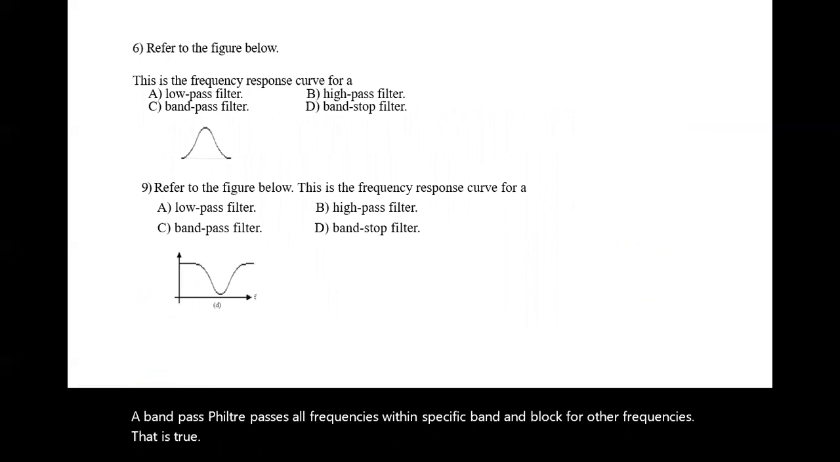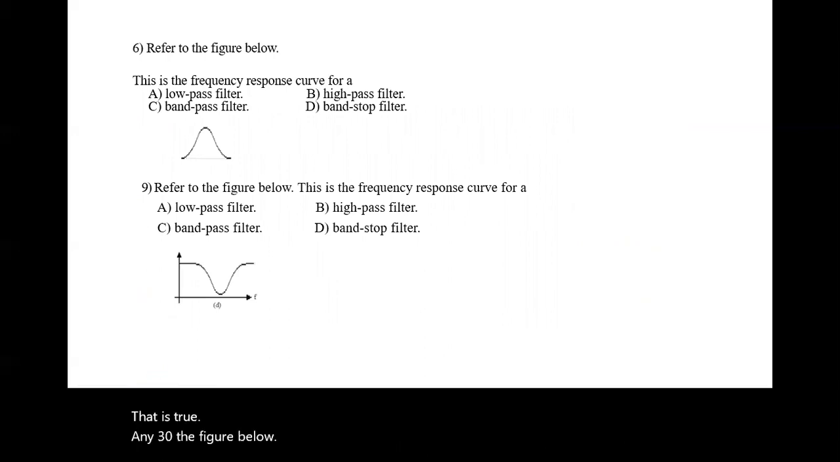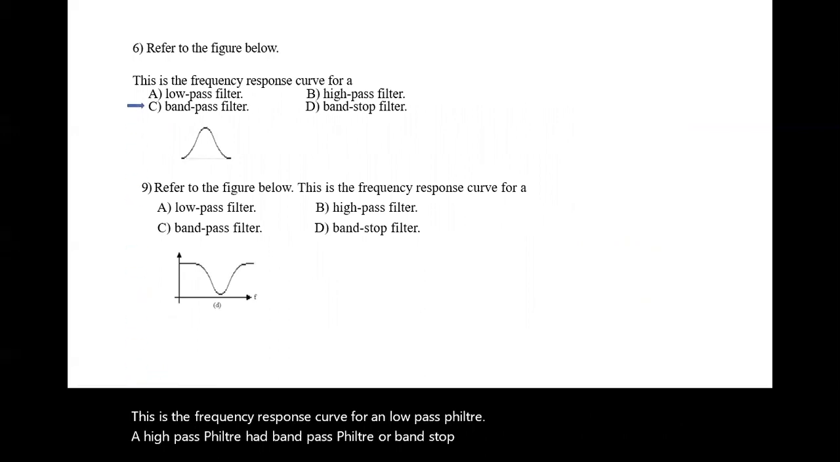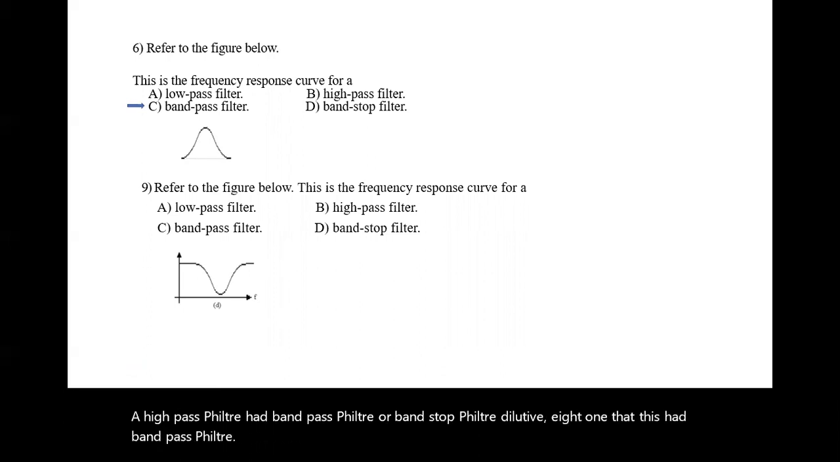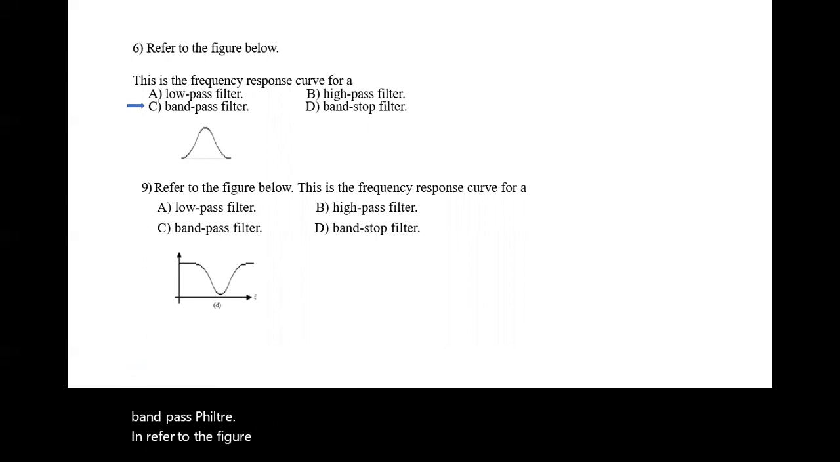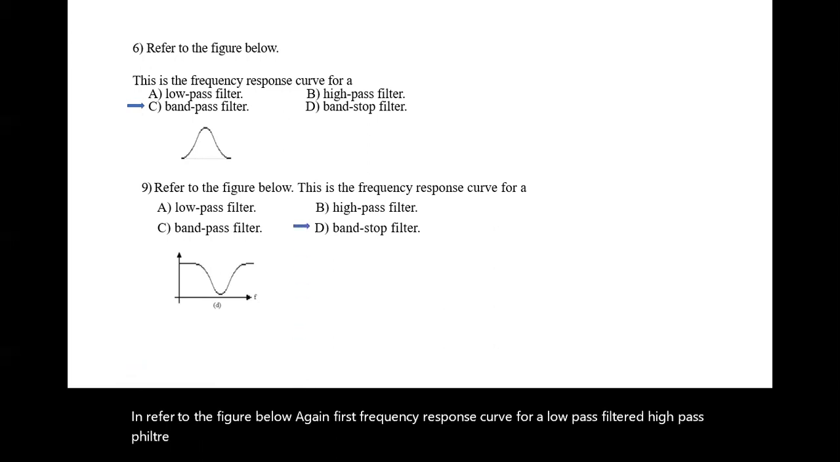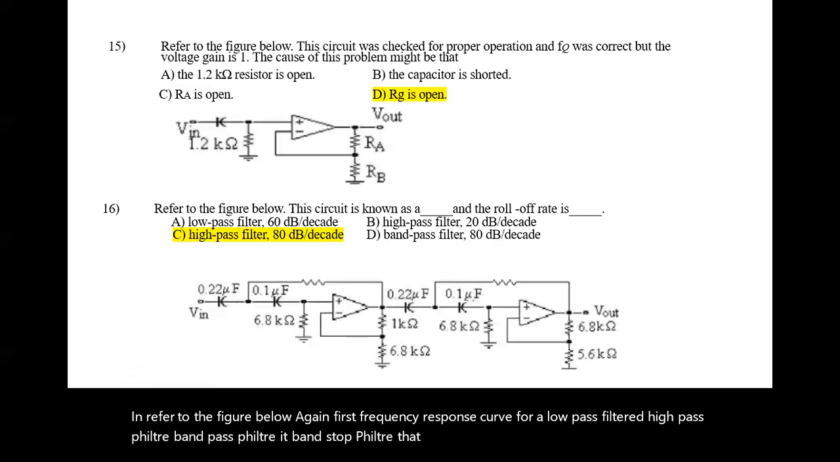Refer to the figure below. This is the frequency response curve for a low-pass filter, a high-pass filter, a band-pass filter, or a band-stop filter. Looking at that one, that is a band-pass filter. Refer to the figures below again. This is the frequency response curve for a low-pass filter, high-pass filter, band-pass filter, or band-stop filter. That is a band-stop filter.